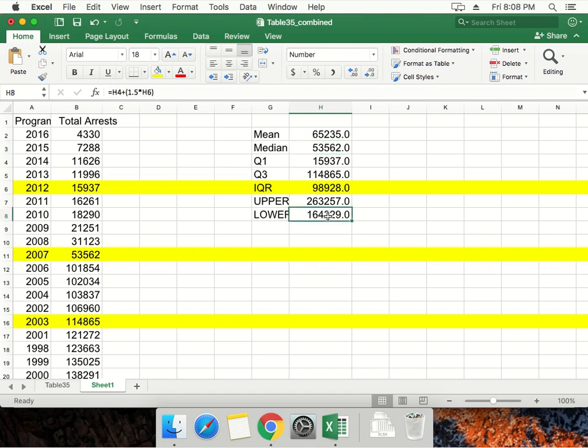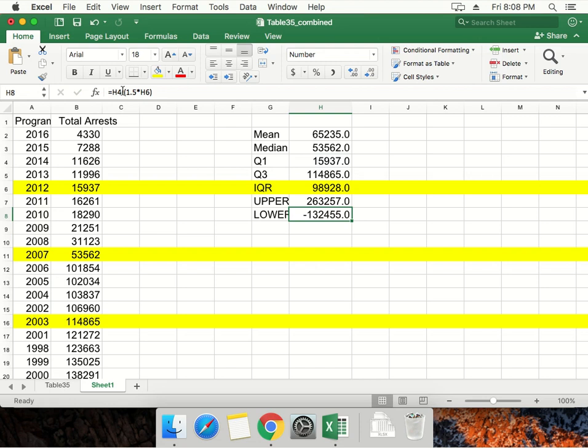Well, where did I go wrong? I took Q1 and I added 1.5 times IQR. In fact, I should be subtracting it. So once I've got this formula in here, I can just edit it. I have to do it up in the formula bar. If I change this to a minus sign, then I get something very different. I get negative 132,455.